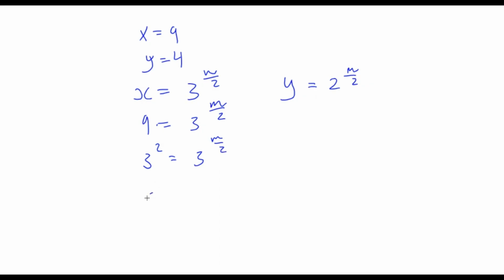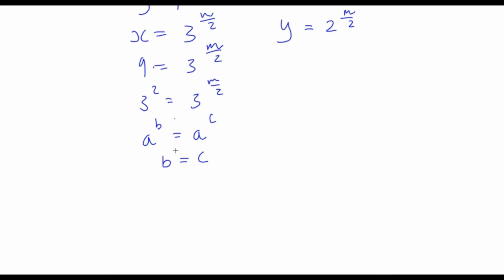Now, if we have something in the form a to the power of b is equal to a to the power of c, this means that b is equal to c. So in this case, we can think of a as 3, b as 2, and c as m over 2. Because we have two a's on both sides, this means that the exponents are equal to each other, meaning 2 is equal to m over 2.